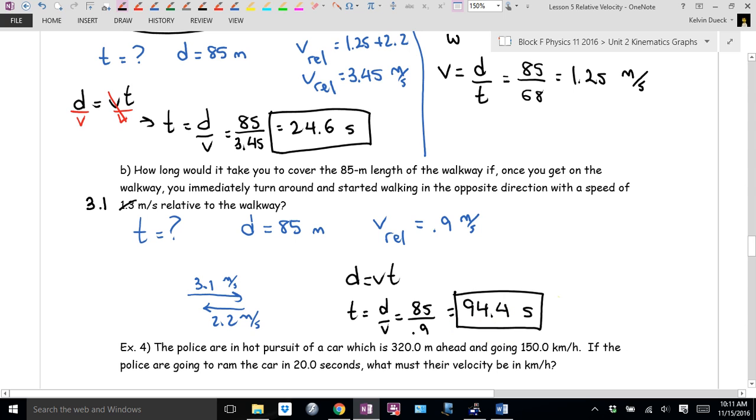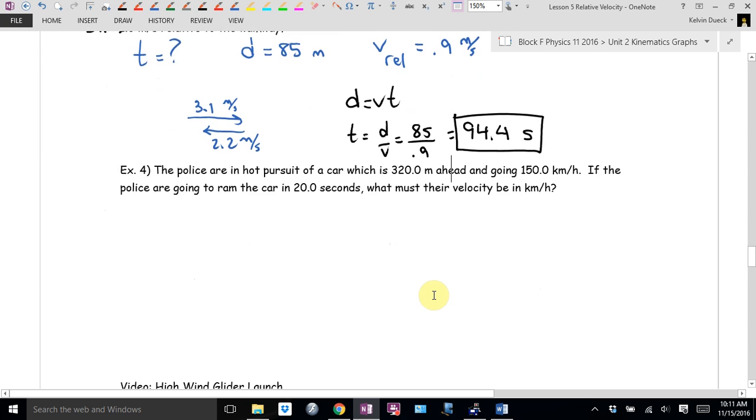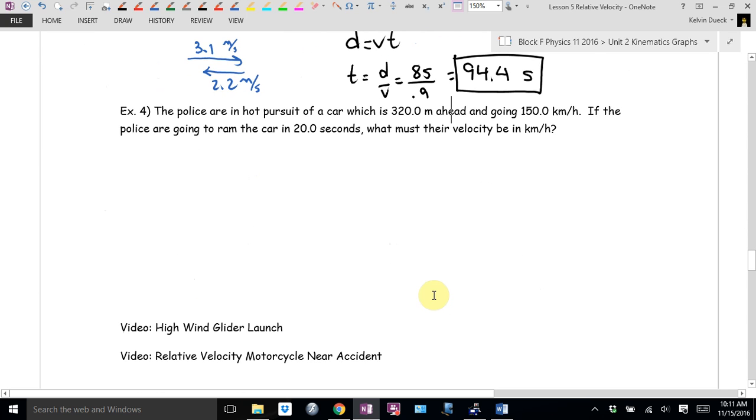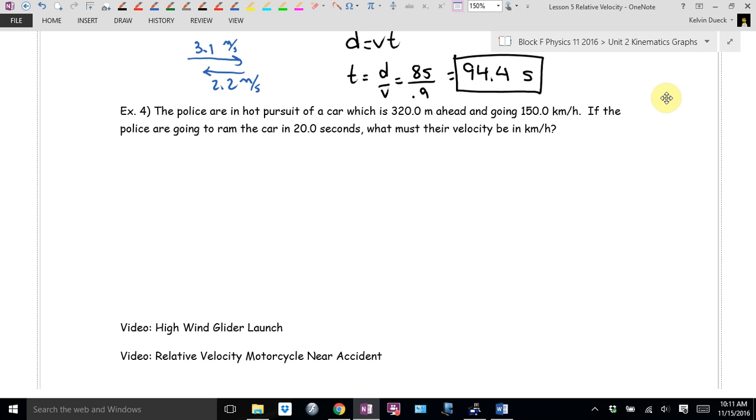Last one, example 4. I like example 4. Example 4 is a nice question. The police are in hot pursuit of a car which is 320 meters ahead and going 150 kilometers per hour. If the police are going to ram the car in 20 seconds, what must their velocity be in kilometers per hour? All right. This looks like a really tough question.